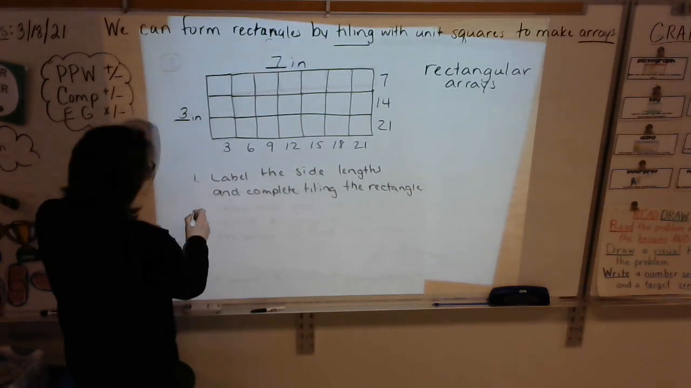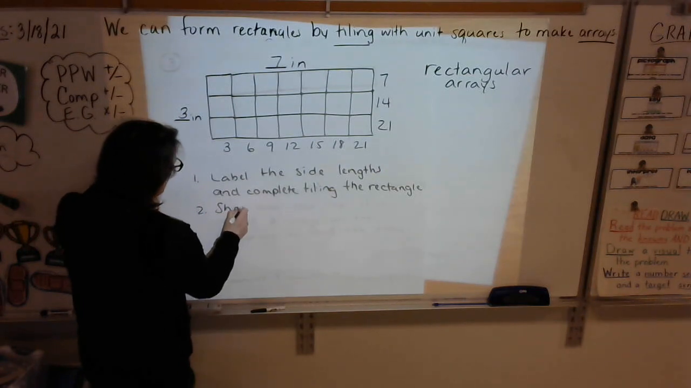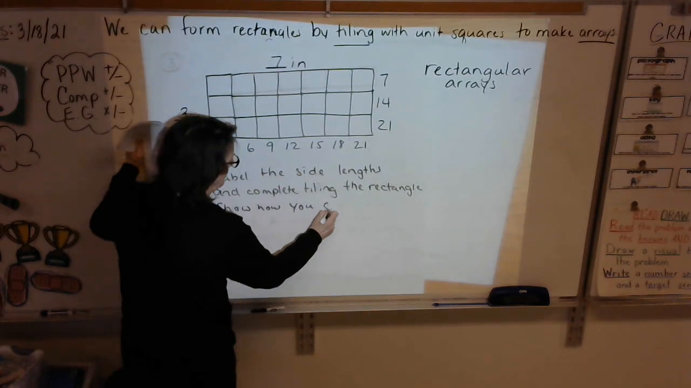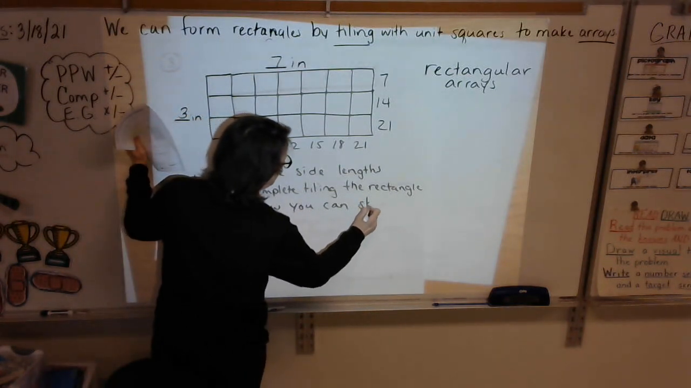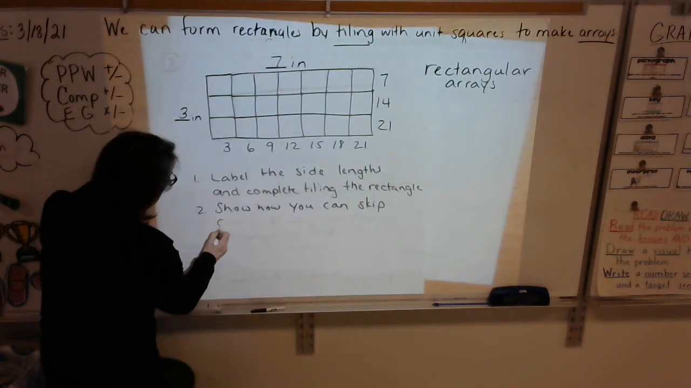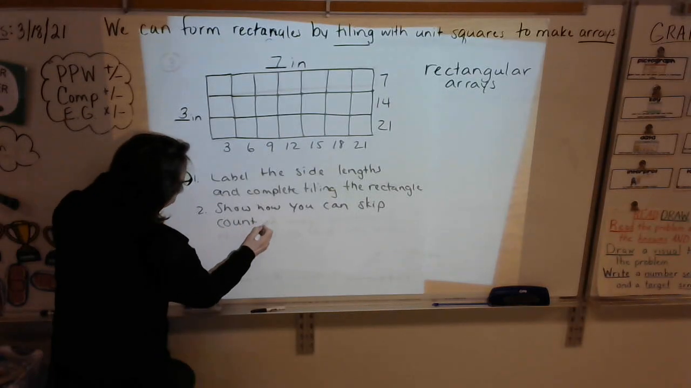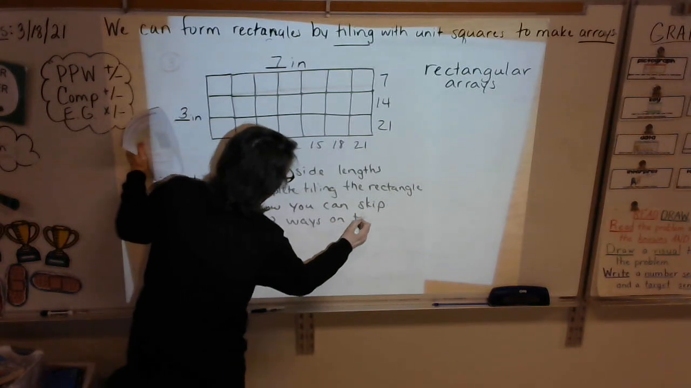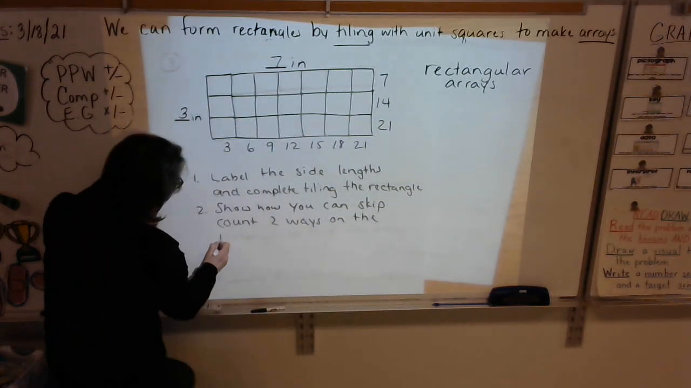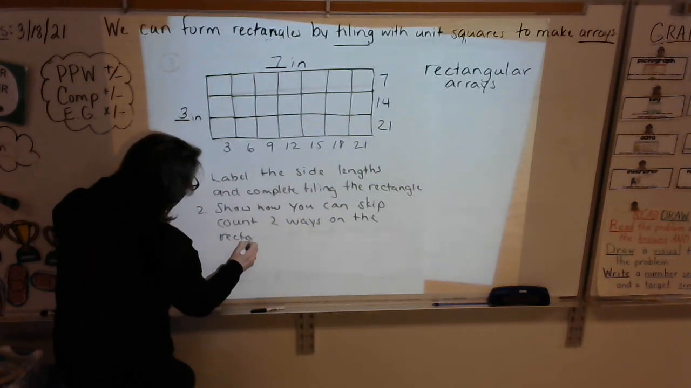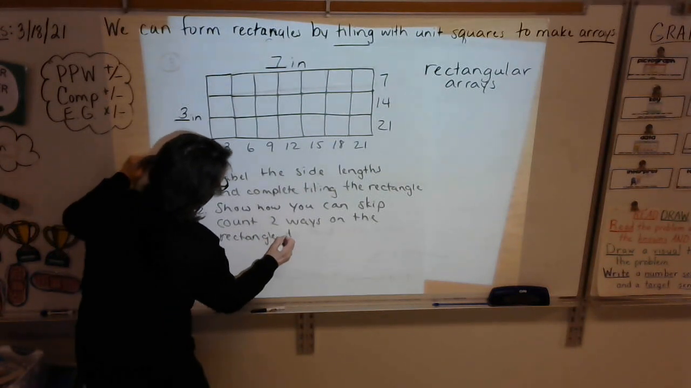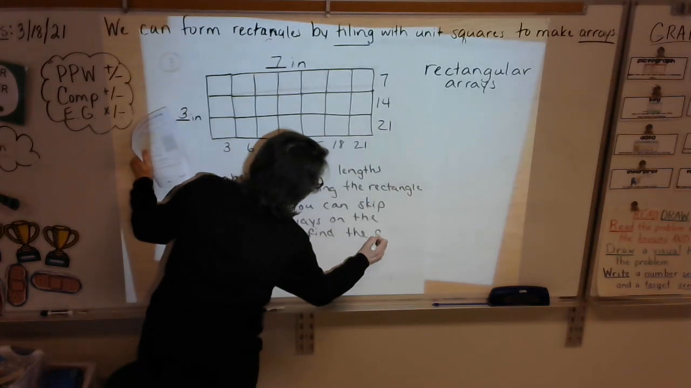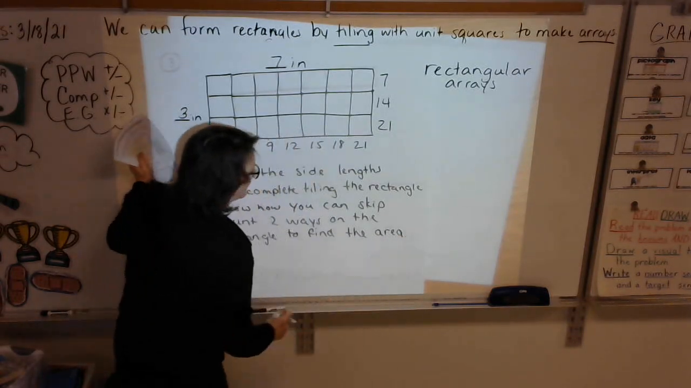Okay? So, number 2 says, show how you can skip count, which is what we just did. Show how you can skip count 2 ways on the rectangle to find the area. All right.